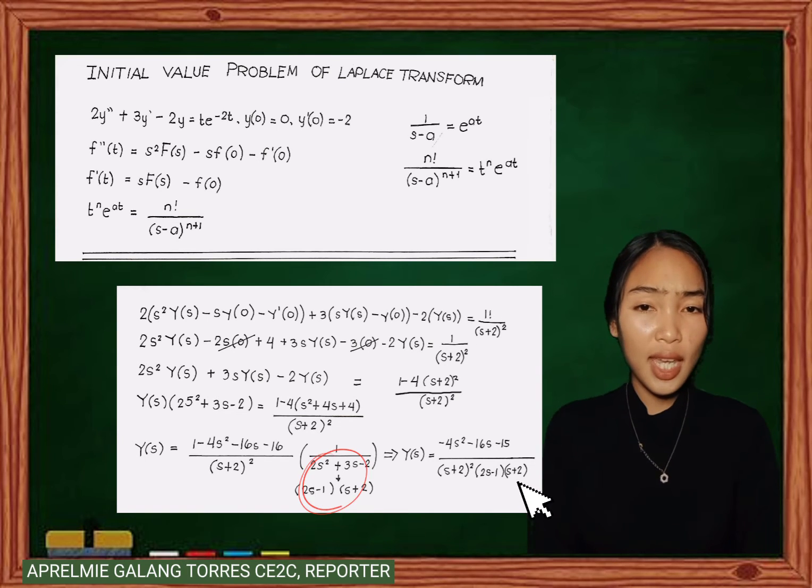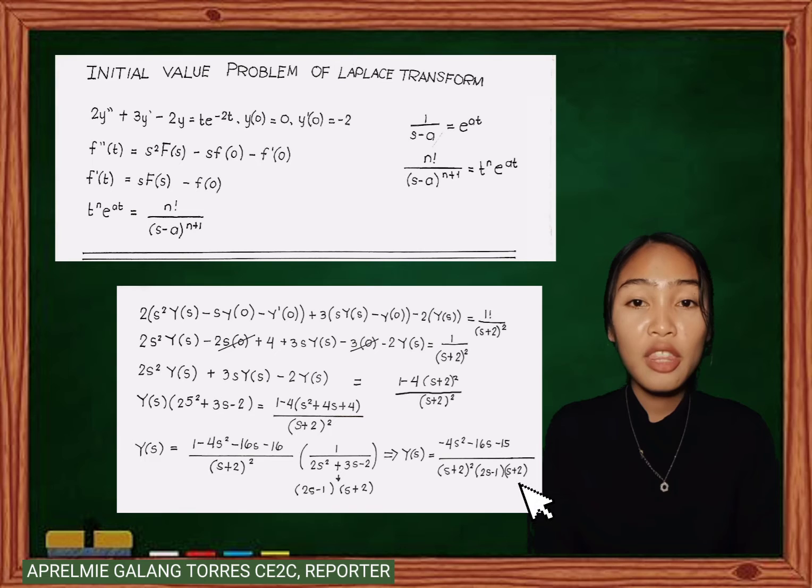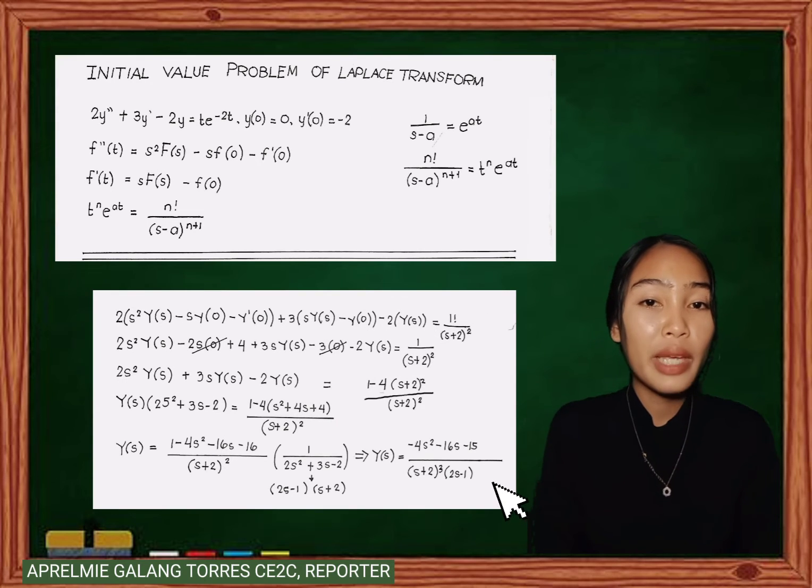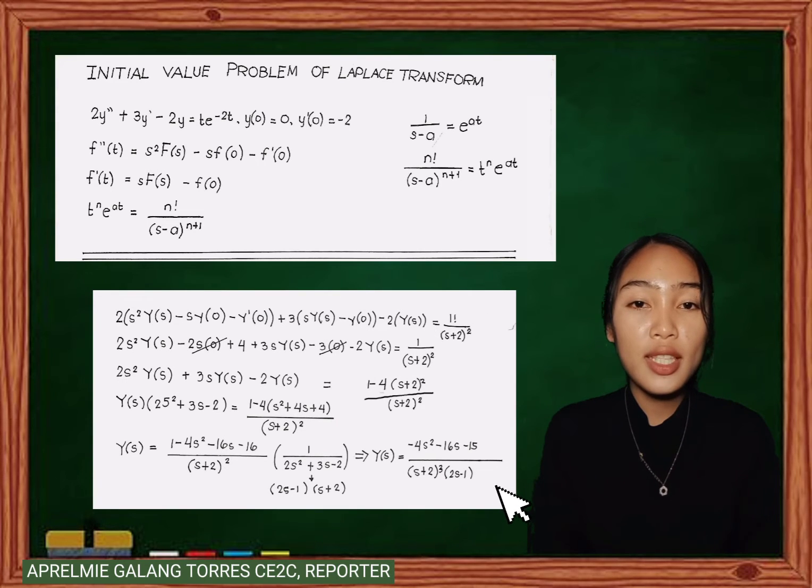And if you can see here, we've got s plus 2 squared and an s plus 2. So let's actually go ahead and change this to s plus 2 cubed, and we can get rid of this s plus 2 to the first power here.